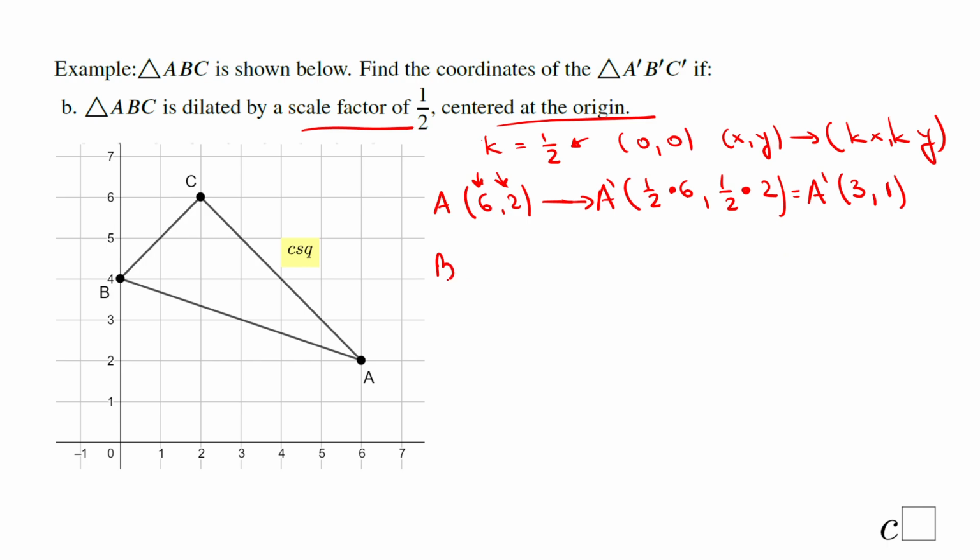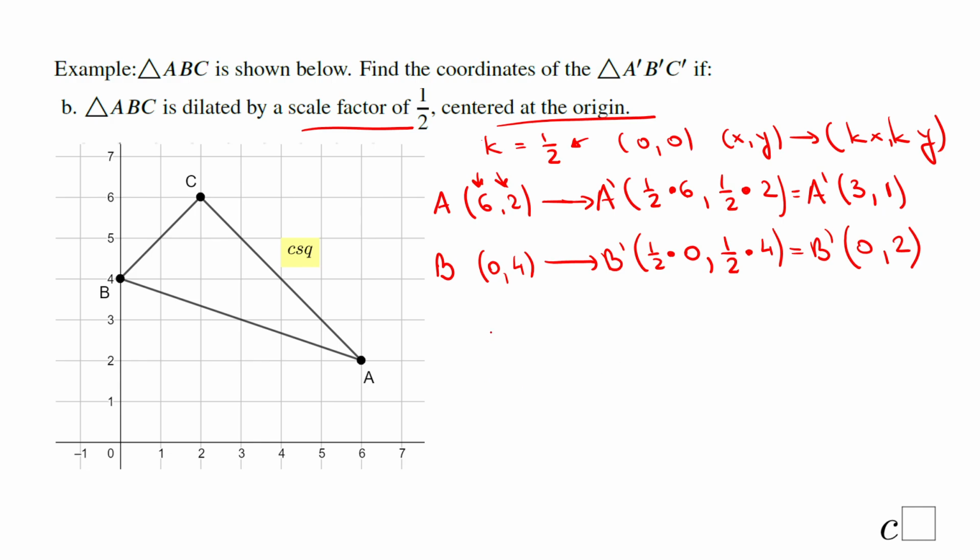Very similar, we're going to do B. If you remember, 0 and 4. Again, B prime will be what? It will be k, which is 1/2 times the x coordinate, which is 0. And then comma, let's move to the y coordinate, the same scale factor, 1/2 times the y coordinate, 4. So we get here B prime is 1/2 times 0 is 0, 1/2 times 4 is 2.